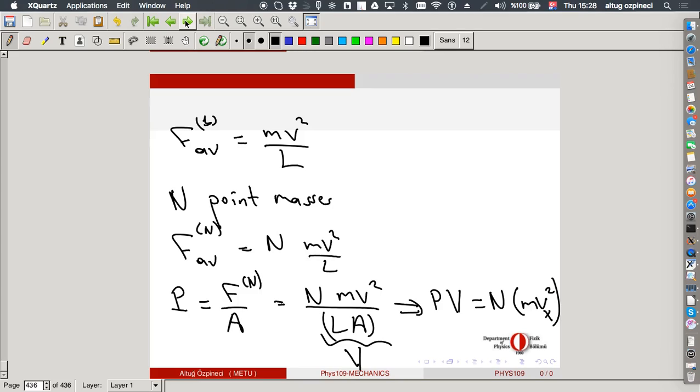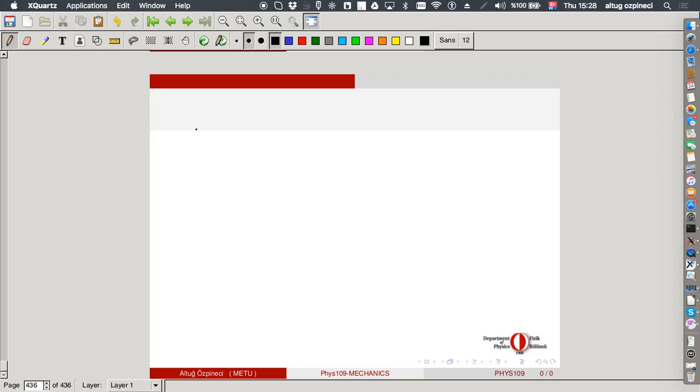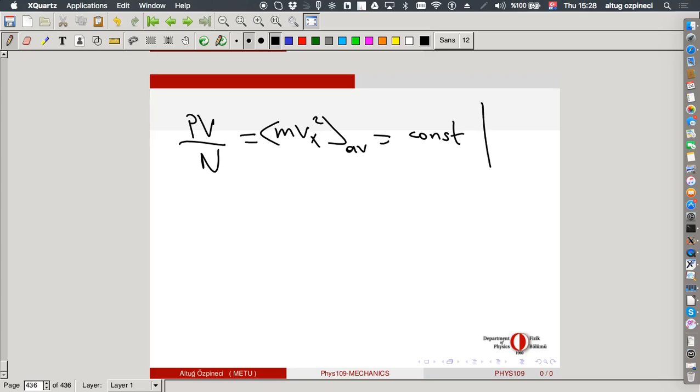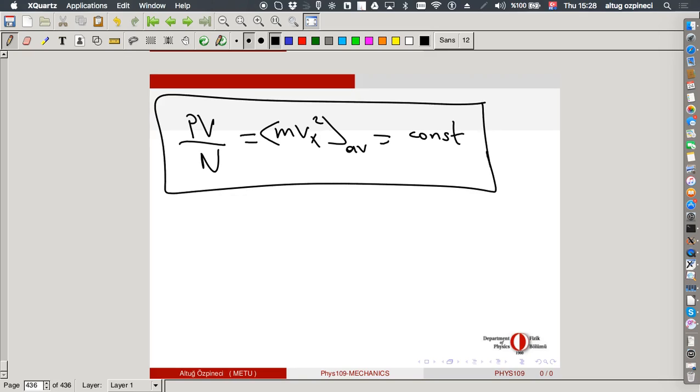So already we show that PV over n will be equal to mvx squared. Well, of course, this is the average value. And this will depend only on temperature. We will assume that this is constant. So what's the name of this law? I always forget. I don't know. You should already remember this from your chemistry course. So PV over N is constant.